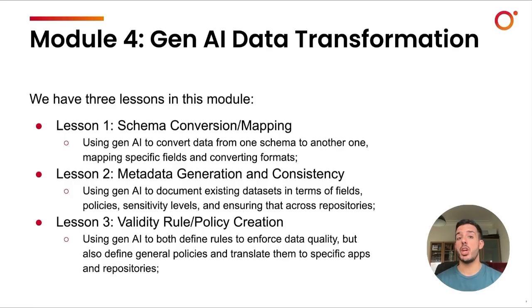For example, if we have a general data retention policy to keep data for 90 days maximum, how do we translate that to a specific web application that we may have, to a specific mobile application, a specific database, and so on, taking the theoretical and making it practical. So as you see, this module is going to be all about data transformation, how to use GenAI to help you take one dataset from a specific format to a target format.